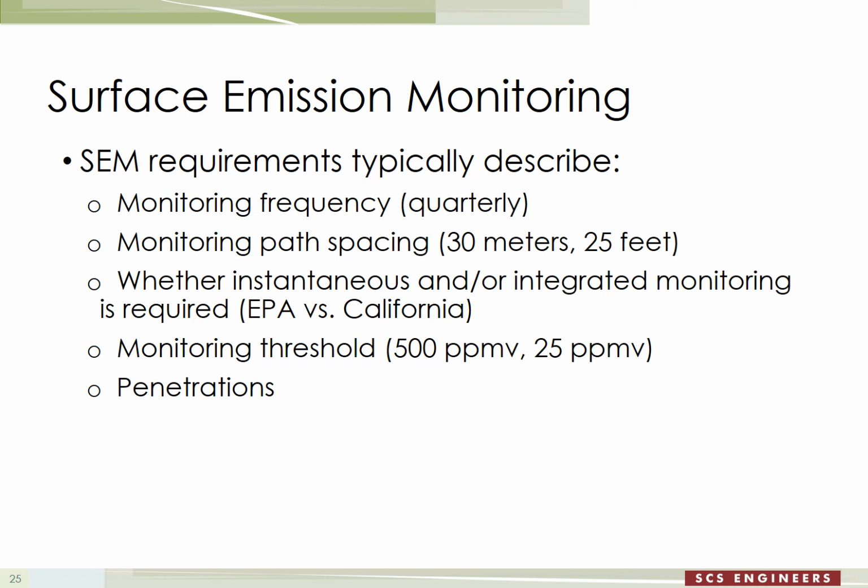Integrated means you actually take an average reading over a certain area, and that average reading is compared to a different threshold. The monitoring thresholds that are built into the regs are 500 parts per million by volume methane, and that's in the federal statute, as well as in California statute for instantaneous readings. The California regulations have a 25 ppm threshold for the integrated samples. And then there's whether you have to monitor penetrations through the cover above and beyond the serpentine path.